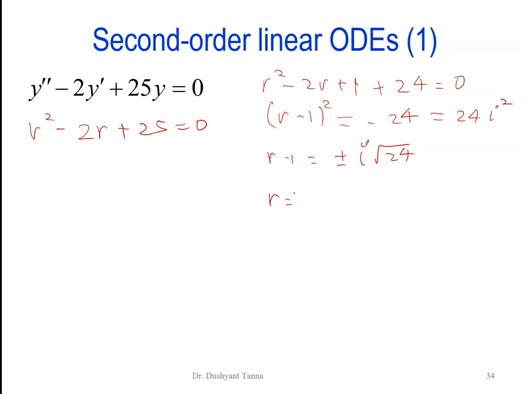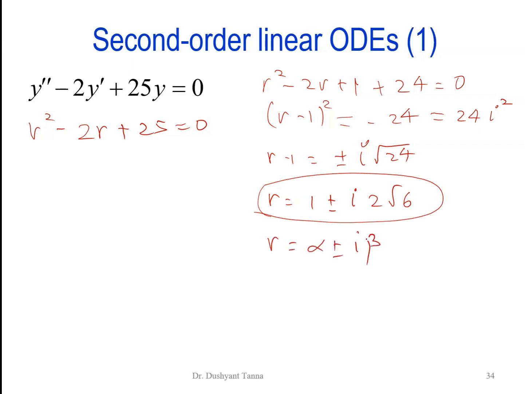So r is 1 plus or minus i square root 24, which is 2 root 6. That is your r, which you can always compare with alpha plus or minus i beta. Therefore, your alpha is 1 and beta is 2 root 6. Had you gone with the minus b plus or minus square root of b squared minus 4ac approach, you should end up getting the same thing. You will have square root 96.